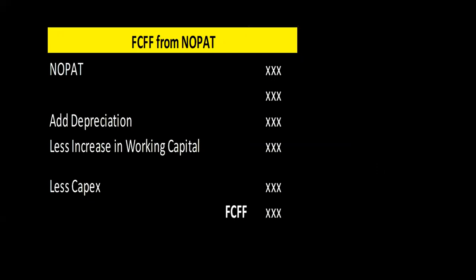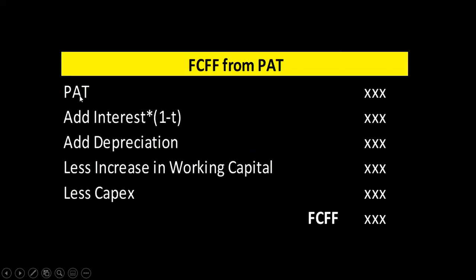Similarly, we can also calculate FCFF from NOPAT. NOPAT is net operating profit after tax, but before interest. And NOPAT is normally used for the calculation of EVA, economic value added. What is NOPAT? NOPAT is PAT plus interest into 1 minus T.